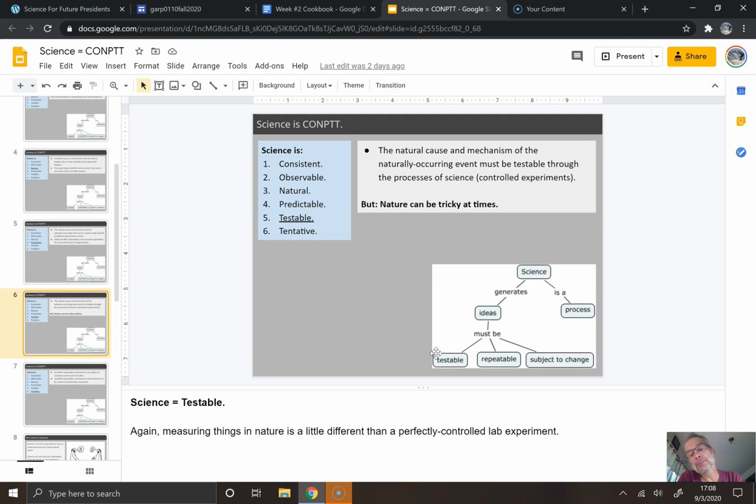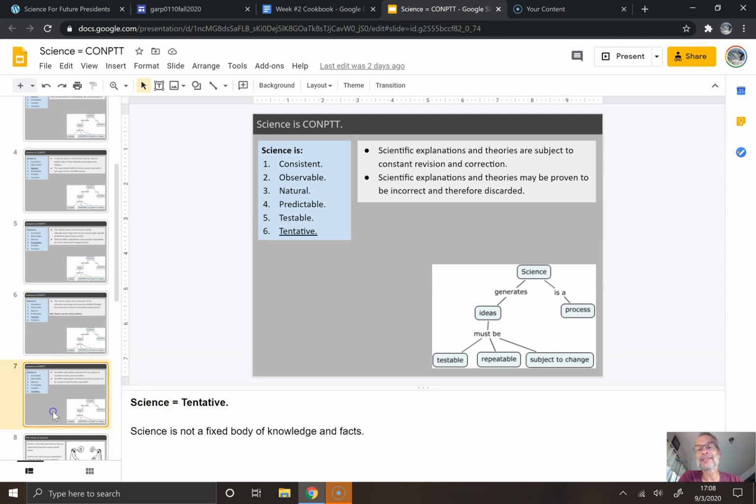Now again, it's a little bit more tricky in earth sciences. If you're measuring things, if you are testing things in nature, nature has a way to be a little bit chaotic, a little bit messy. Nature is not a perfectly controlled lab experiment, but even then, even earth sciences, geology, geography, the sort of stuff that I do is testable.